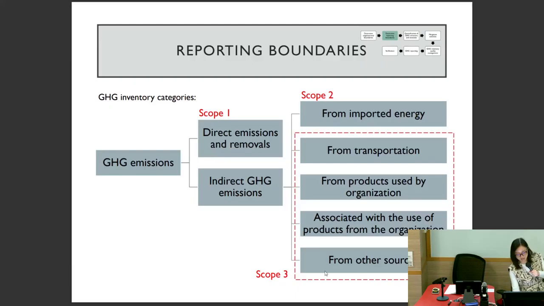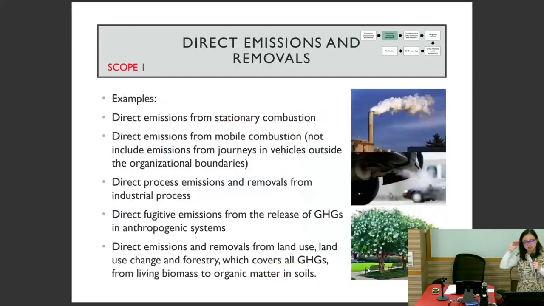And all other sources. So let's talk about scope 1 first. Scope 1, I think, is easier to understand. Direct emissions, for example, direct emissions from stationary combustion. Stationary means these would not be a vehicle, not a car, not a ship, not an airplane. So these are stationary.